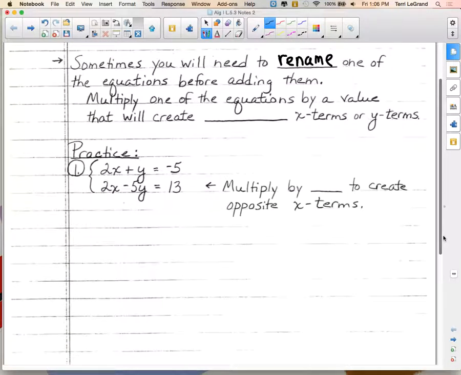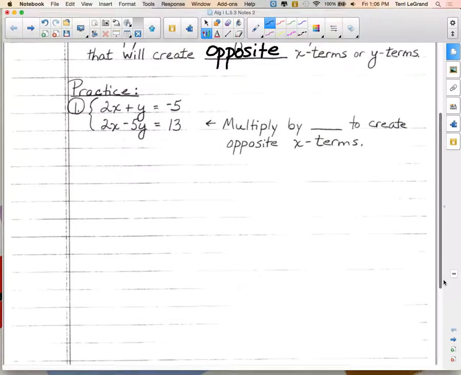So that's what we're going to do. We're going to multiply one of our equations by a value that will create those opposite x terms or y terms. And you get to decide which one you want to rename, how you want to rename it, and what you are going to multiply by to make that happen. So let's look at our first one here.